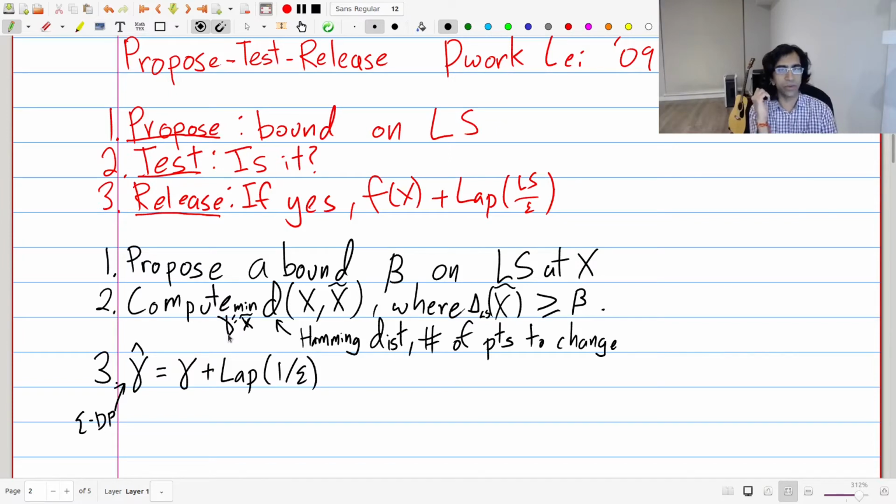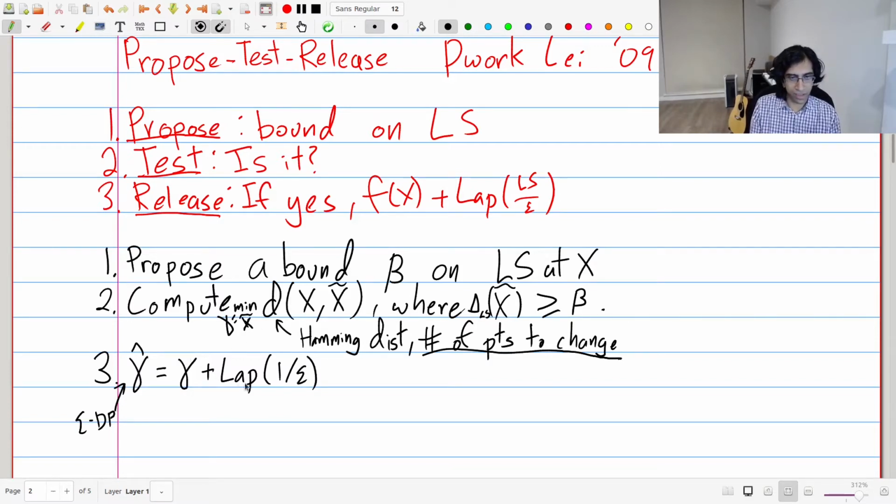This is a very useful trick that comes up a lot in differential privacy, where you can make it a sensitivity 1 statistic just by looking at the number of points to change to get from one to the other. It's very useful to get a sensitivity 1 statistic, which is kind of the holy grail in differential privacy: low sensitivity statistics.